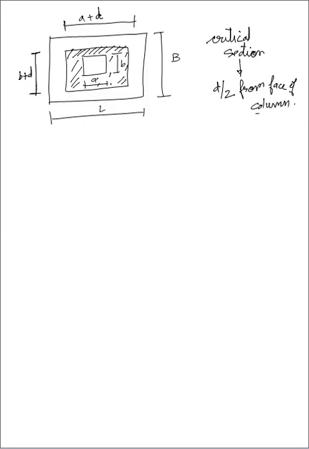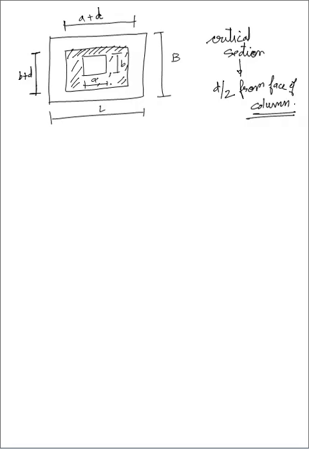Remember that I am taking this critical section d/2 from the face of the column when considering two-way shear. For one-way shear it would be small d from the face of the column, and for bending moment I have to take exactly at the face of the column. So in three cases we take the critical section, but the distance is different: bending moment at the face of the column, one-way shear at a distance d, and two-way shear at a distance of d/2.